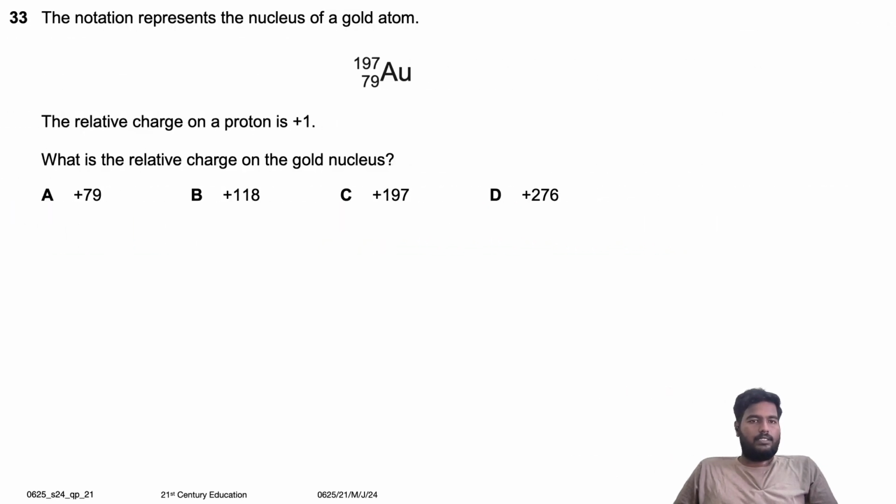The notation represents the nucleus of a gold atom. The relative charge on a proton is +1. What is the relative charge on the gold nucleus? Okay, so we have 79 protons. Each proton has +1 charge. So how much charge will we have? +79. Ta-da!